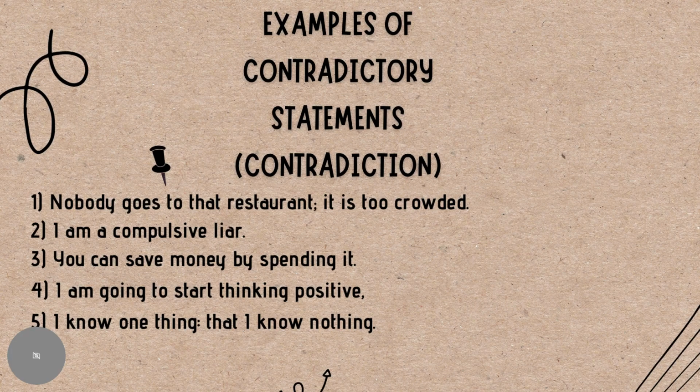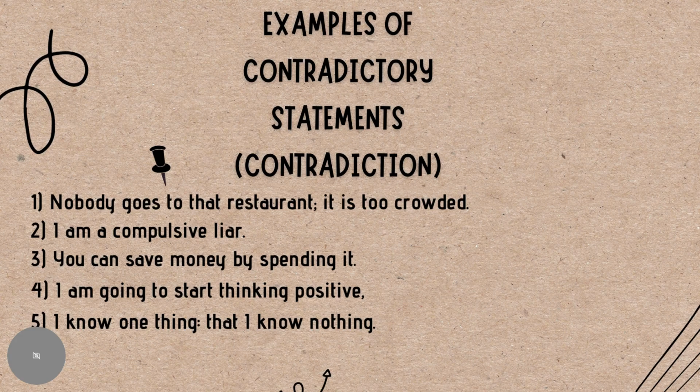Another example is: you can save money by spending it. This seems strange, right? If you spend money, then you are not going to save money. But it may be true: if you spend money to insulate your house, then you will save money on cooling and heating bills. If you spend money to buy a better automobile, then you will save money on repairs.